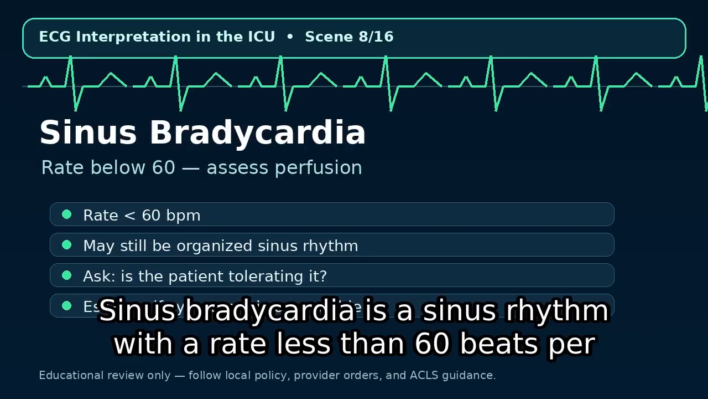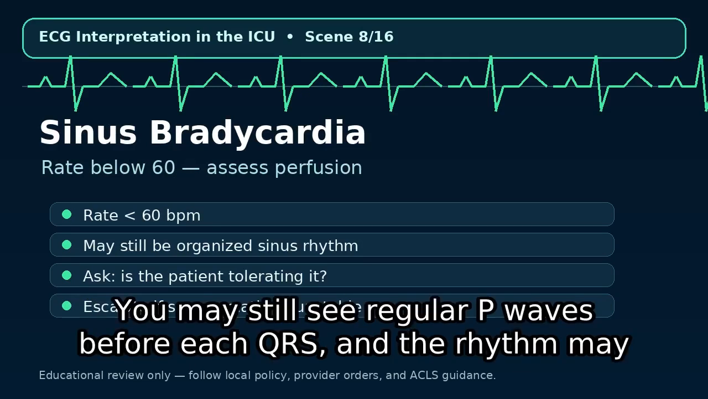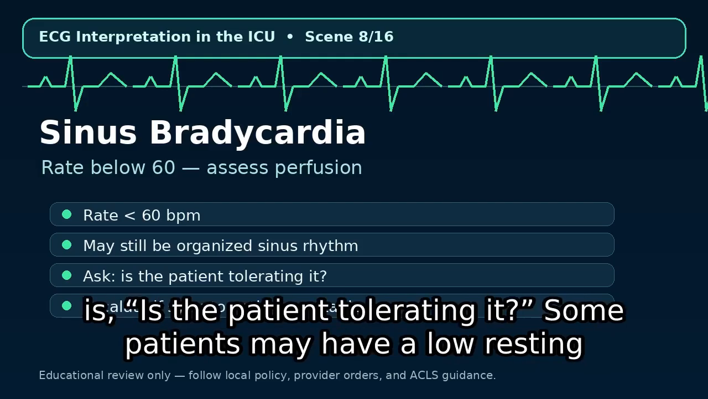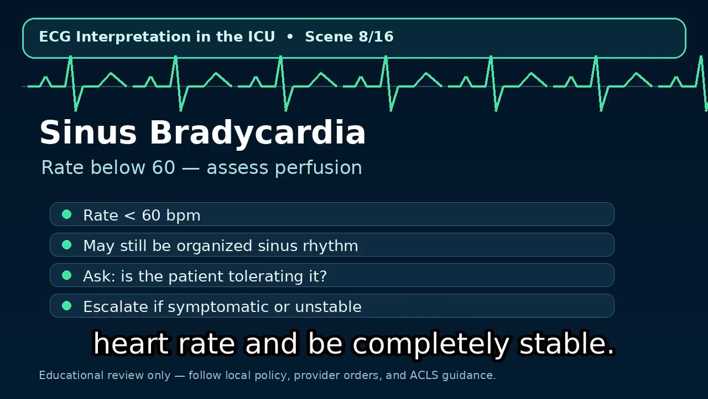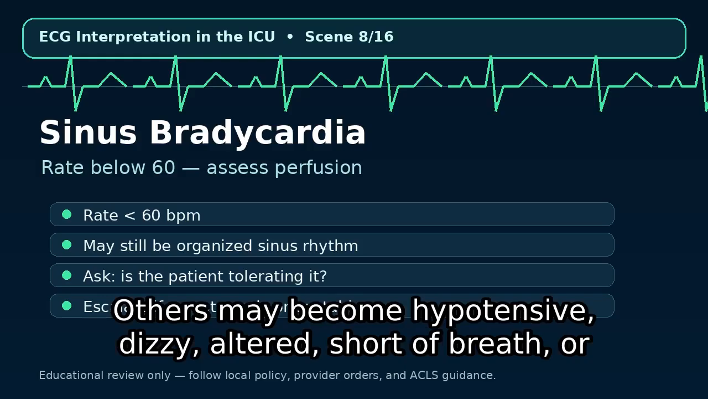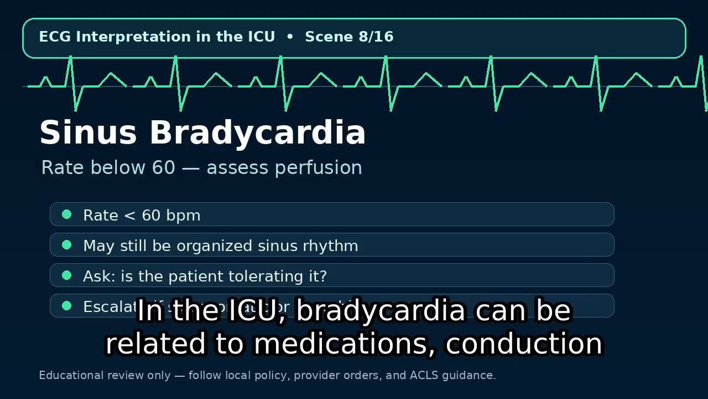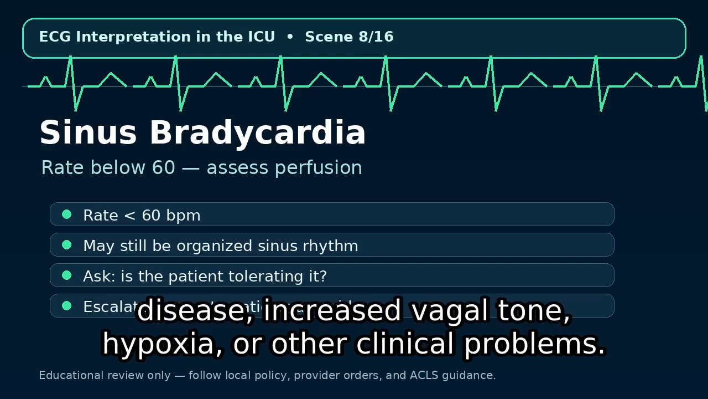Sinus bradycardia is a sinus rhythm with a rate less than 60 beats per minute. You may still see regular P waves before each QRS, and the rhythm may look organized. The key question is not only is the heart rate low, the key question is the patient tolerating it? Some patients may have a low resting heart rate and be completely stable. Others may become hypotensive, dizzy, altered, short of breath, or poorly perfused. In the ICU, bradycardia can be related to medications, conduction disease, increased vagal tone, hypoxia, or other clinical problems.